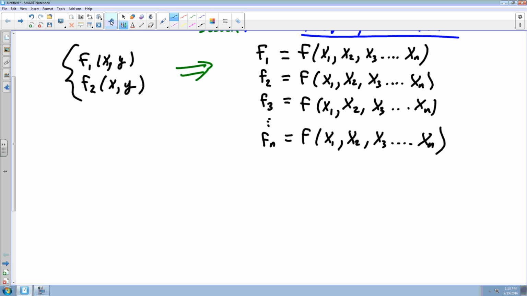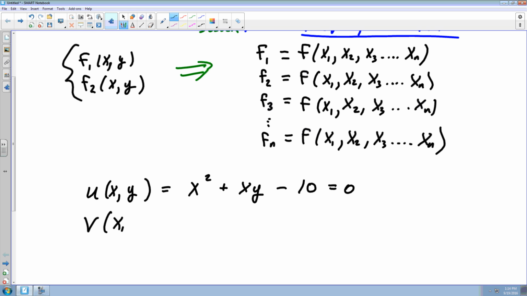Let me give you this set of 2 equations, 2 unknowns. Equation U, I'm going to make it simpler by saying it's a function of x and y, and it's equal to x squared plus x times y minus 10 equals 0. And I'm going to have equation V, which is, of course, a function of x and y. And it's going to be equal to y plus 3xy squared minus 57 equals 0. Okay?